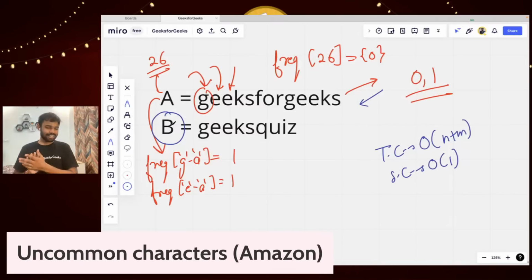Great. Now let's say that we have calculated the frequency for the first string. The question is uncommon characters. We are given two strings A and B. We have to count the uncommon characters present in both the strings.